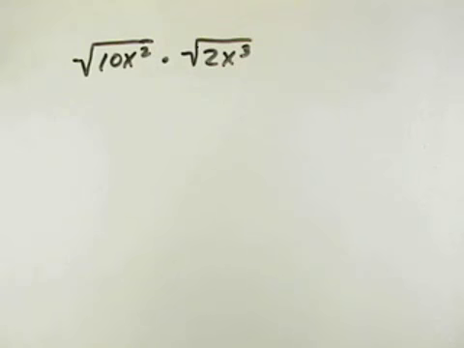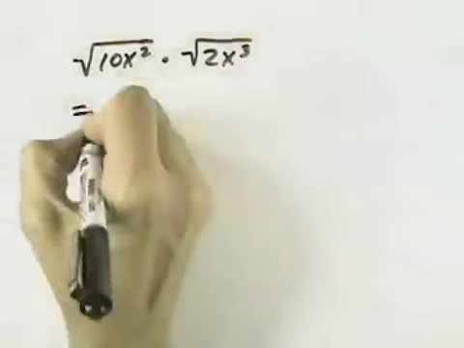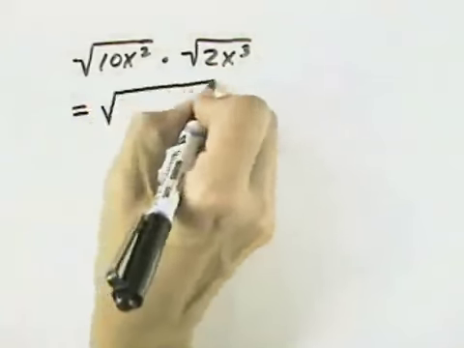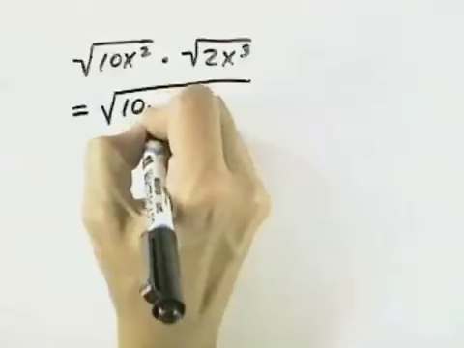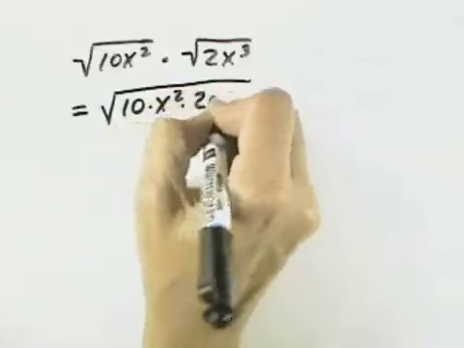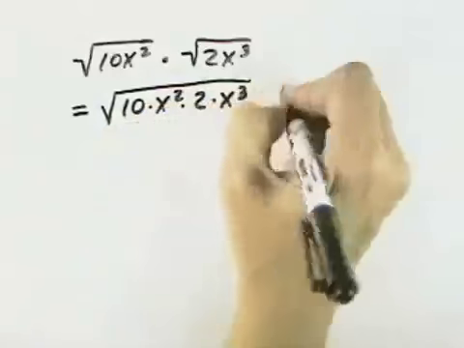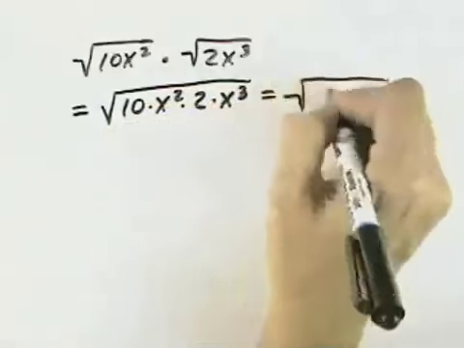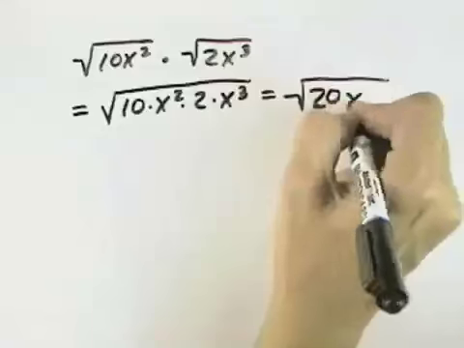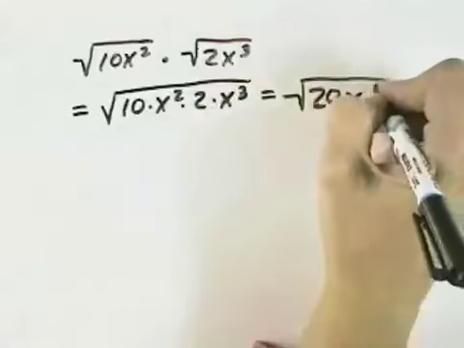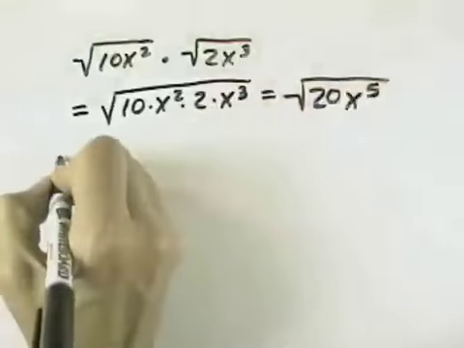Here we have the product of two square roots. So one thing we could do is multiply them together under a single square root symbol. So we'd have 10 times x squared times 2 times x cubed. That will give us the square root of 20x, adding exponents, 2 plus 3 is 5, 20x to the fifth.